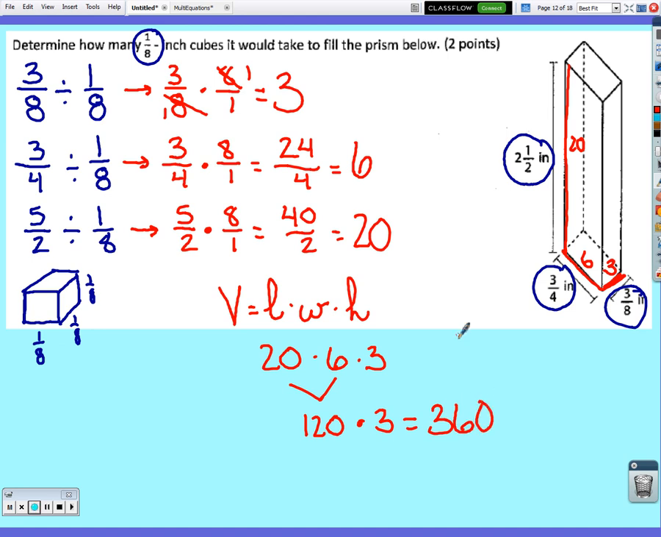What's the question asked? How many cubes? So it's 360 what? We must label correctly tomorrow. It's 360 what? No, I'm not doing cubic inches. I'm trying to figure out how many what fit in there. Cubes. So it becomes 360 cubes. All right.